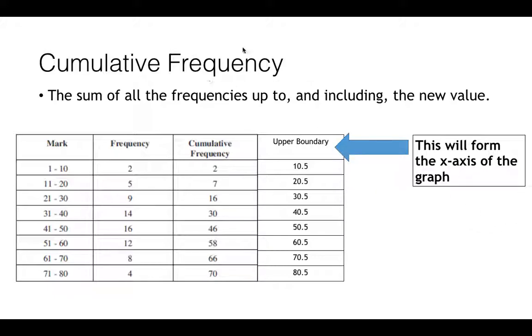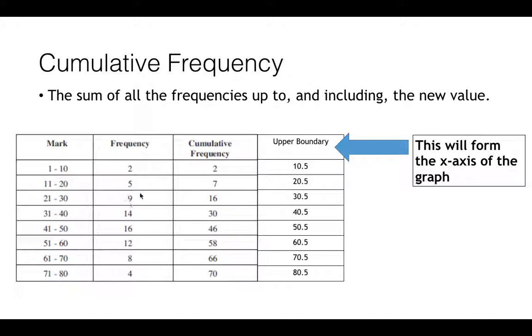The definition of cumulative frequency is the sum of all the frequencies up to and including that new value. So here, the cumulative frequency is 2 because we've only had 2 people so far. Just 2 people getting between 1 and 10. By the time we look at marks from 11 to 20, the cumulative frequency is 7 because 5 more people have been added in. So we've got 2 plus 5 makes 7.